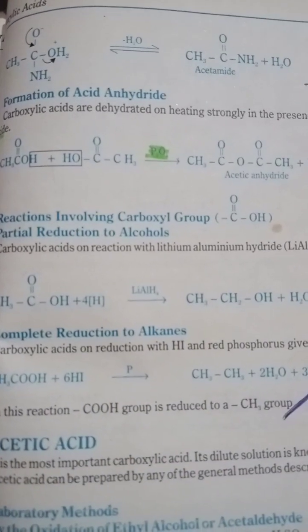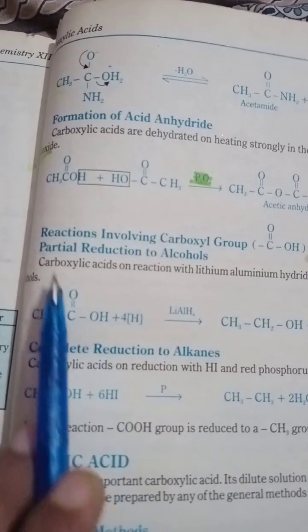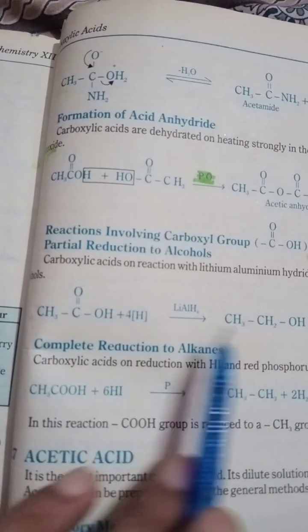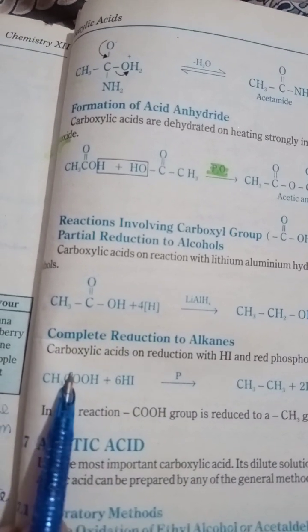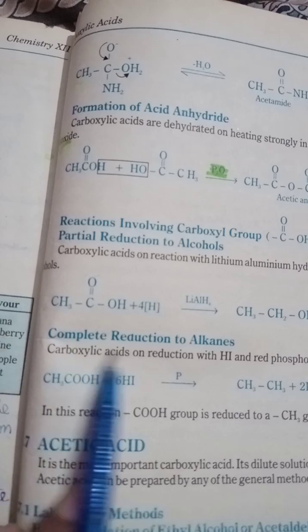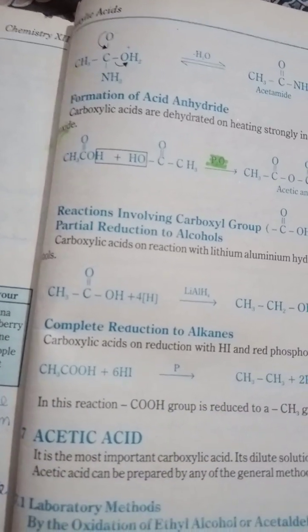In this reaction, there is the generation of the alcohol. In the first reaction, where there is partial reduction, the alcohol will be formed, and in the next reaction, where there is complete reduction to alkanes, the alkanes will be formed.